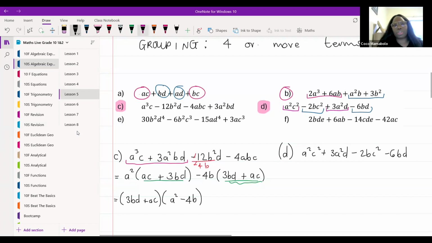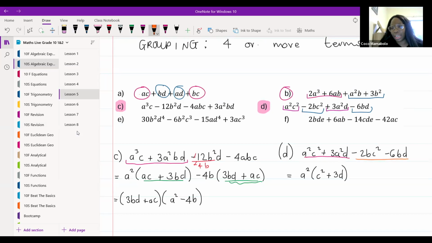All right, let's talk about your first two. What was our highest common factor here? A squared. Beautiful. If I take a squared out, what do I have left? C squared plus 3d. Beautiful, plus 3d. Excellent. Okay, and then let's talk about the second two.